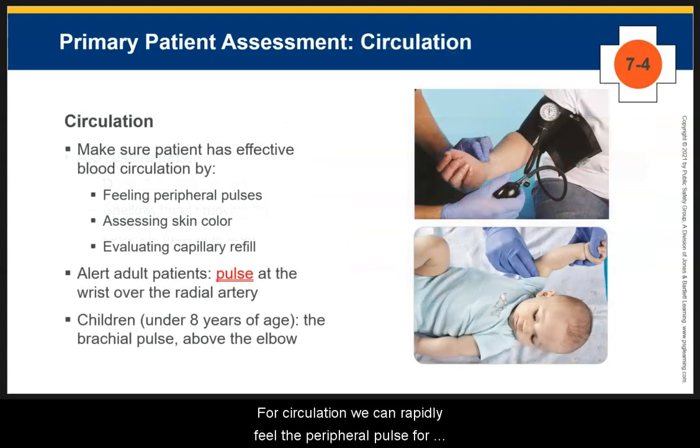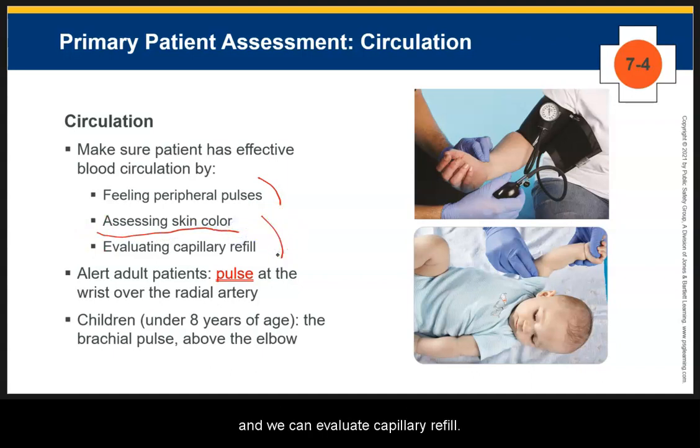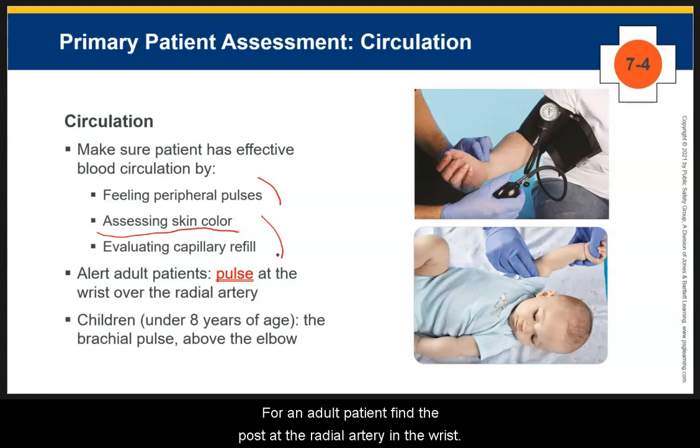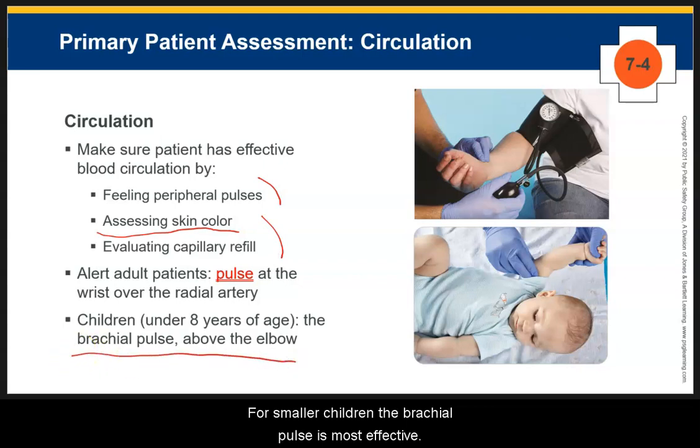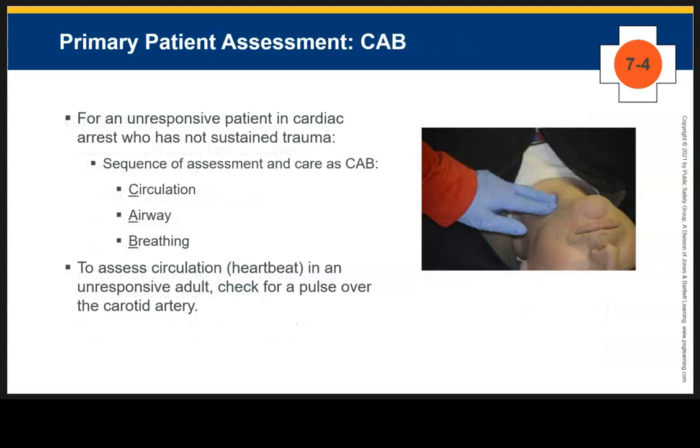For circulation, we can rapidly feel the peripheral pulse. For presence and adequacy, we can look at the skin color, and we can evaluate capillary refill. For an adult patient, find the pulse at the radial artery in the wrist. For smaller children, the brachial pulse is most effective. Now, if we have an unresponsive patient in cardiac arrest, our sequence changes from ABCD to CAB.